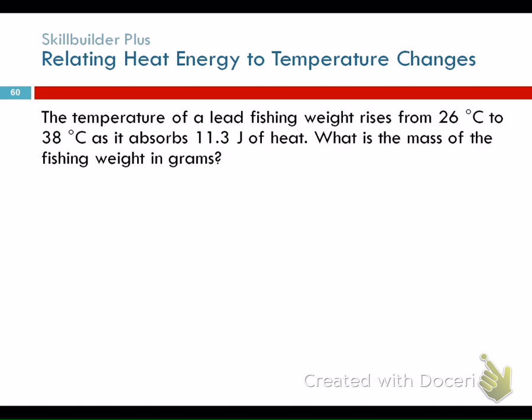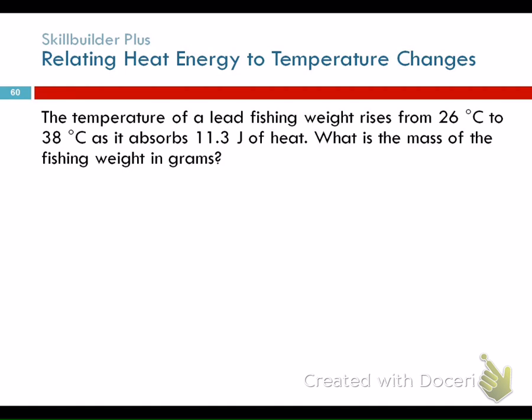All right, so this is just another variation. I'm just going to do some examples, variations of the same problem. The temperature of a lead fishing weight rises from 26 degrees Celsius to 38 degrees Celsius as it absorbs 11.3 joules of heat. Now, you knew it went up because if you're absorbing energy, your temperature has to go up. Your delta T is positive. These are all things that I think about as I'm reading the problem so I don't make mistakes. And they want to know what is the mass of the fishing weight in grams.